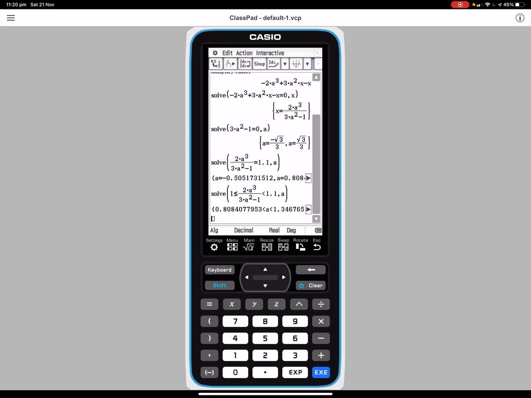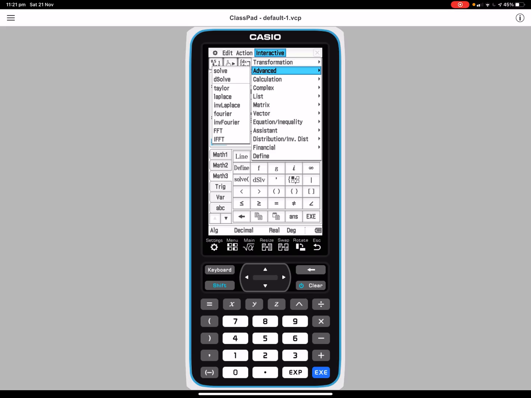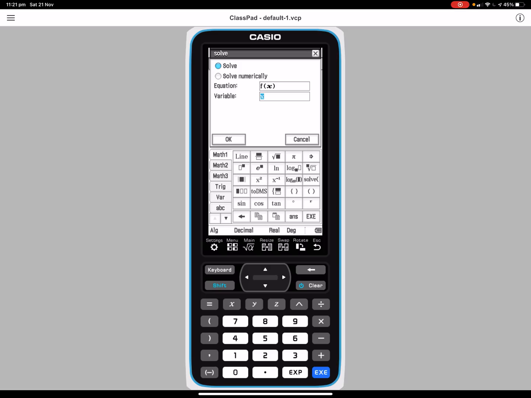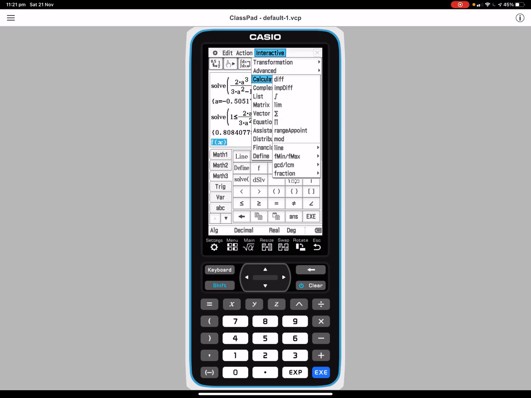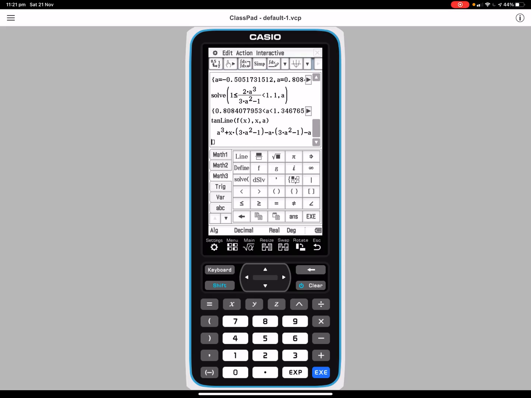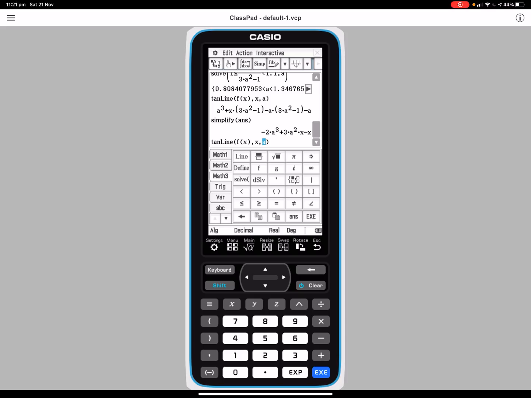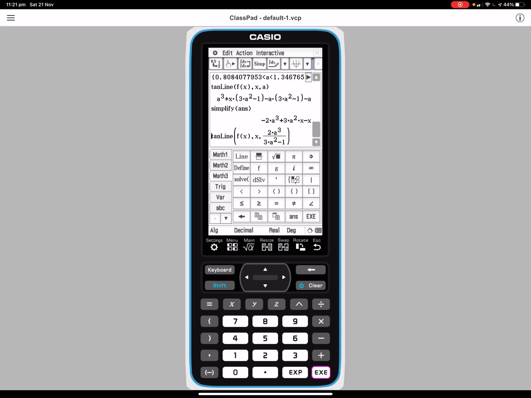I won't clear that. So if I say f of x, what do I just do? Calculation line, tan line, at the point A, we get that. Then if we do the same thing, but this time we want to find it at the point B, which we know is that point. Oh, that's messy.